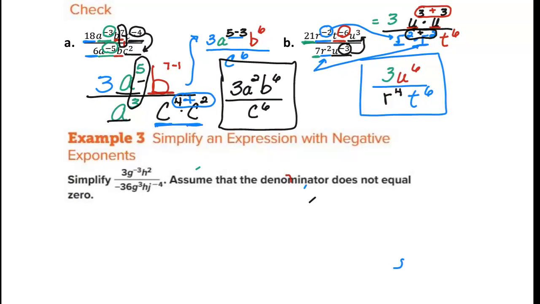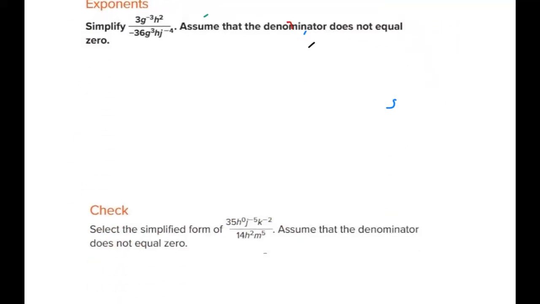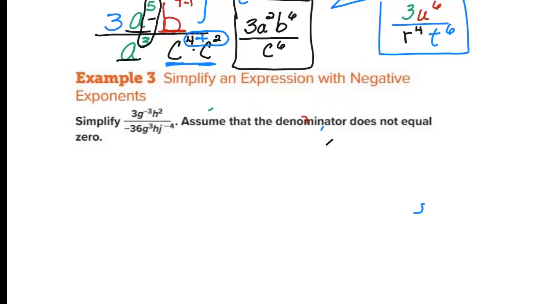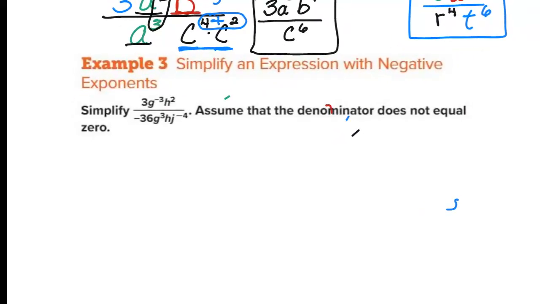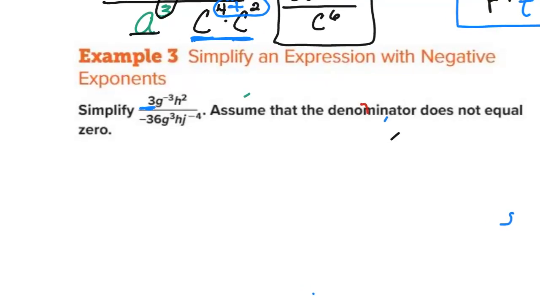Simplify an expression with negative exponents. I think we've been doing that, but let's check it out. So, negative exponents. Here we go. So, look at the coefficients. Yes, that is the number out in front. I have 3 divided by negative 3. What is 3 divided by negative 3? Negative 1.